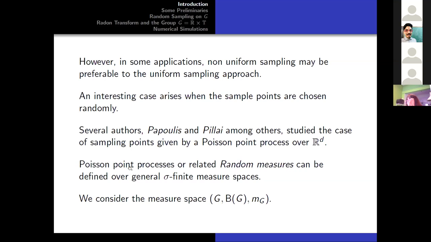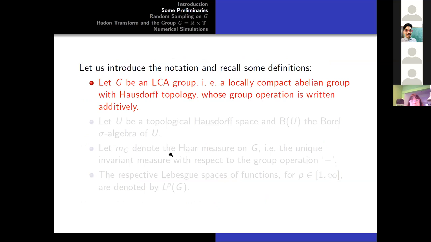Tanto los procesos de Poisson como las medidas aleatorias asociadas a estos procesos se pueden definir en espacios de medida sigma finita. Nosotros vamos a considerar el espacio medible G, B sub G y M sub G, y ahora vamos a definir algo de notación. Acá tengo los borelianos. Lo que vamos a hacer es marcar cuál va a ser la notación que vamos a utilizar.